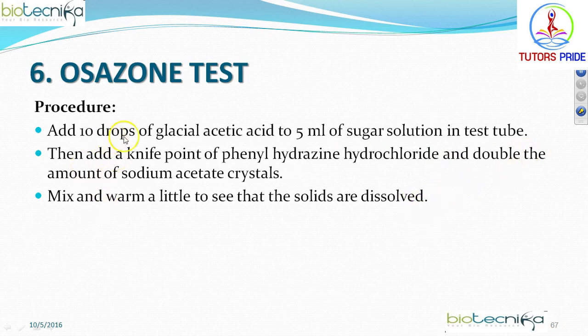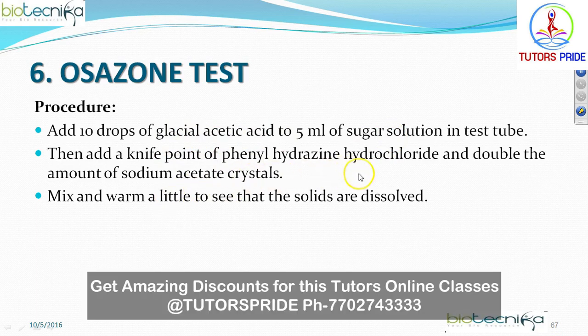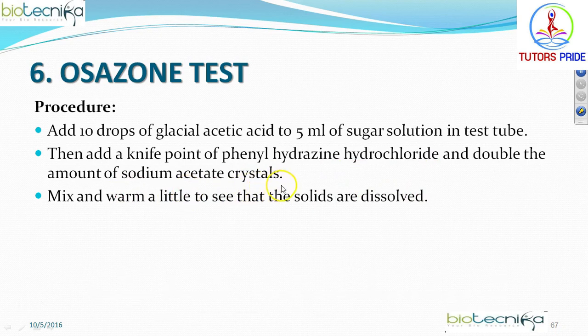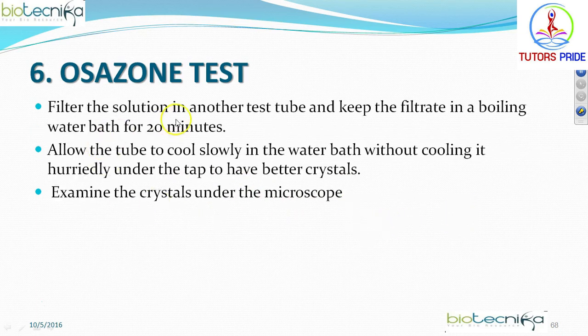As you can see, 10 drops of glacial acetic acid, 5 ml sugar solution you have to take. This is how the test is performed. Then you have to add phenyl hydrazine hydrochloride, then double the amount of sodium acetate crystals. Mix and warm a little to see the solids are dissolved. After that, filter the solution into another test tube. Then the filtrate you have to boil for 20 minutes on a water bath.